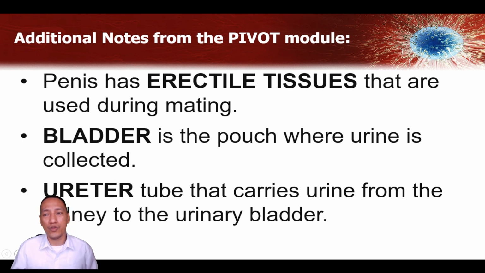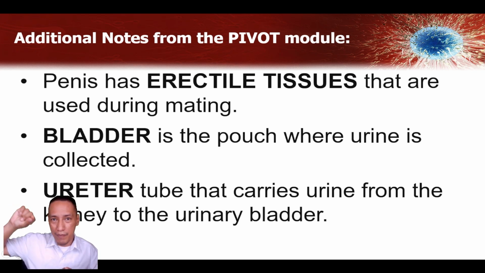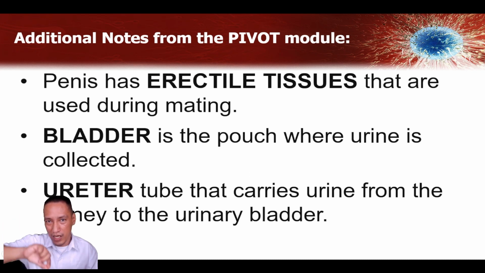And ureter, tube that carries urine from the kidney to the urinary bladder. Okay, urinary bladder, siya rin yung bladder. Yung ureter, yun yung tubo mula sa kidney. Mapapansin nyo, di ba, yung drawing ng kidney, may parang tubong ganon. Papunta sa bladder, yun ay ureter.